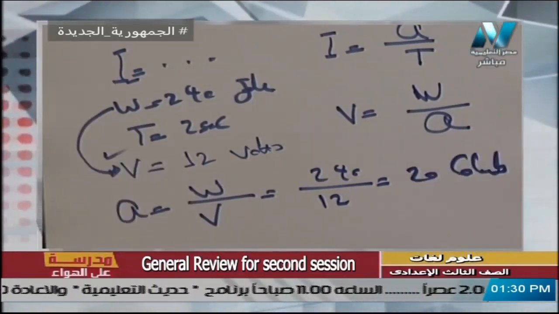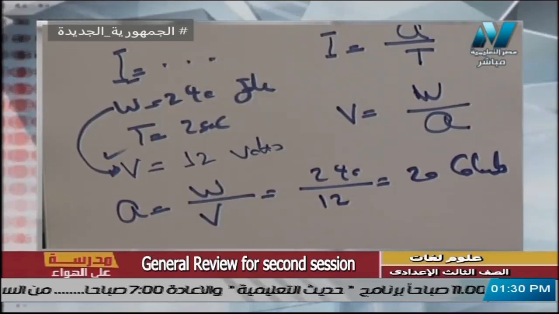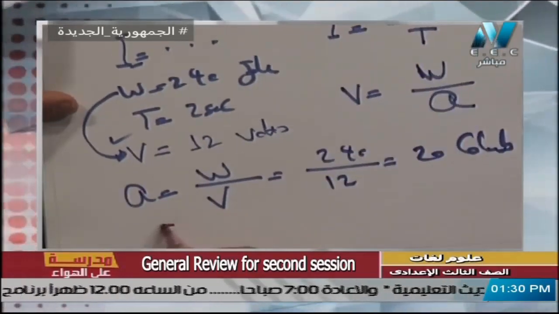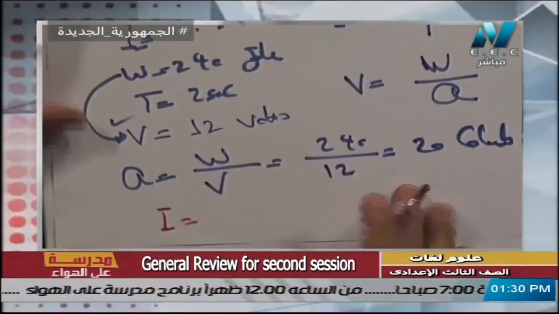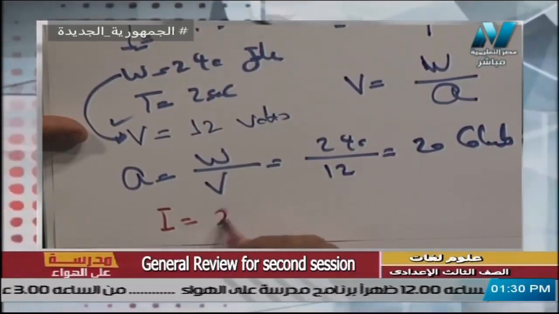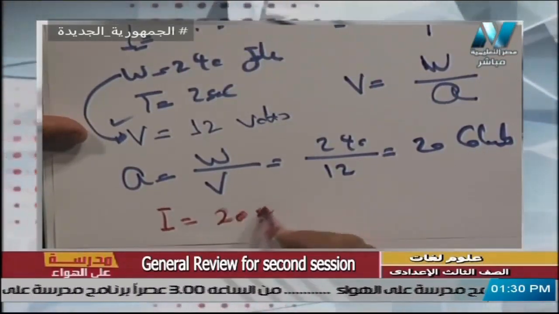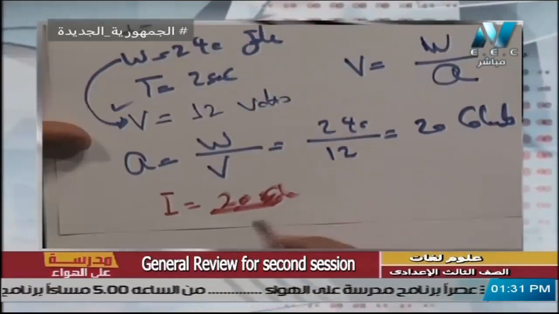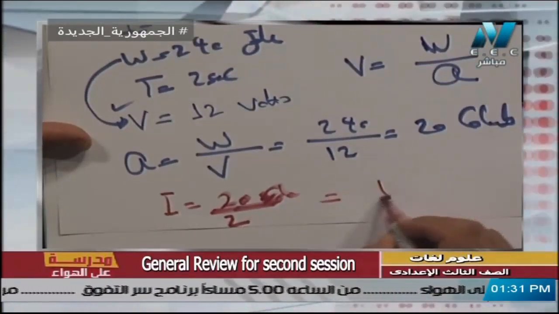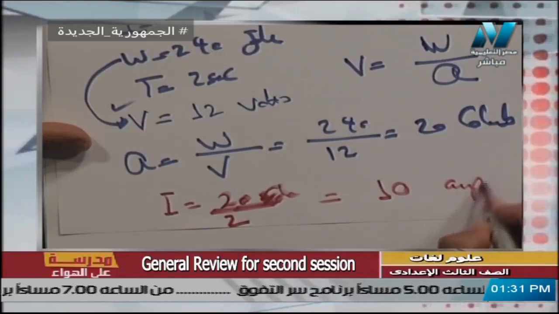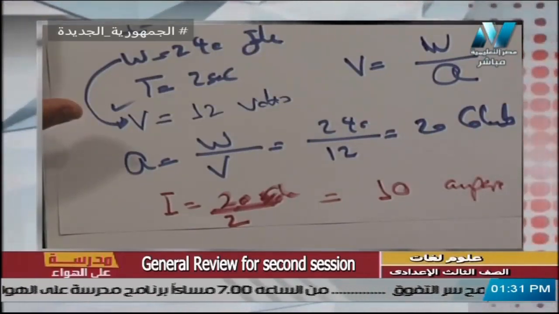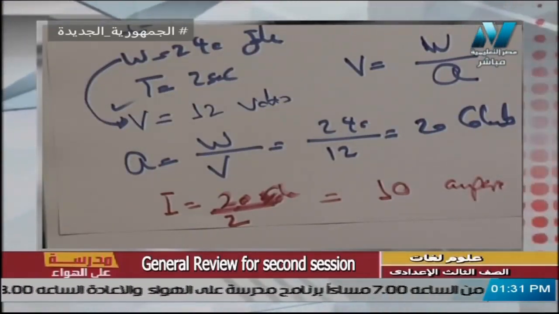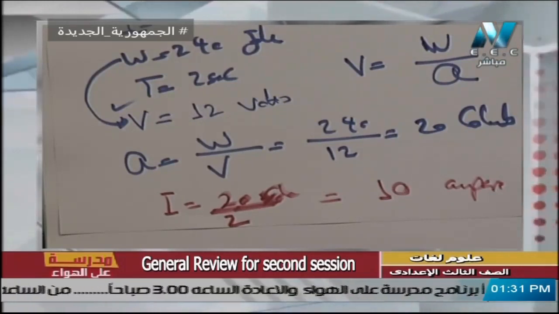Then I need to get I. I equals what? I equals Q over T. I equals Q, which we just got, 20 coulomb, over T, over time, which is 2 seconds, so it will be 10 ampere. It's okay. So now another question.